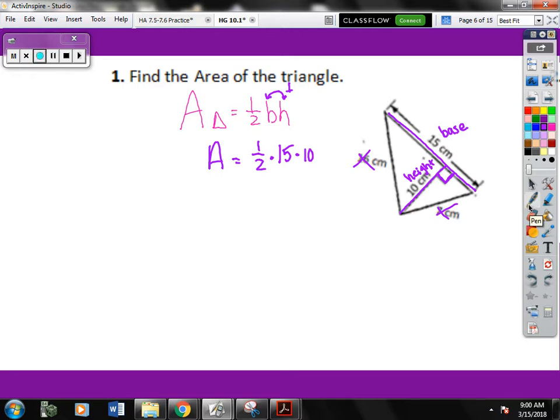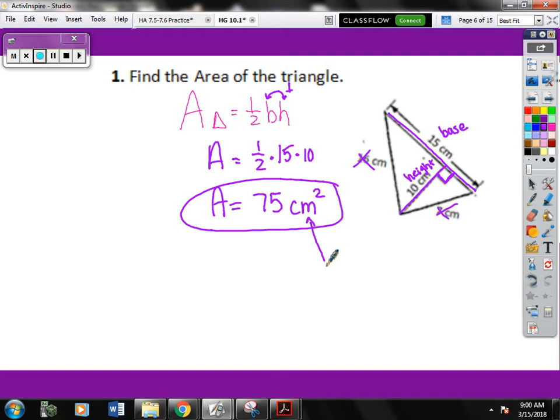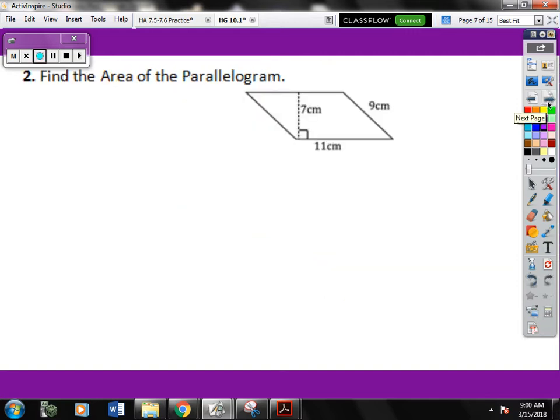75, but centimeters squared. So remember, area is really, you're seeing how many little squares fit inside of there. So just remember to use square units. And the area of the parallelogram, so we use the area of a parallelogram, which is base times height.